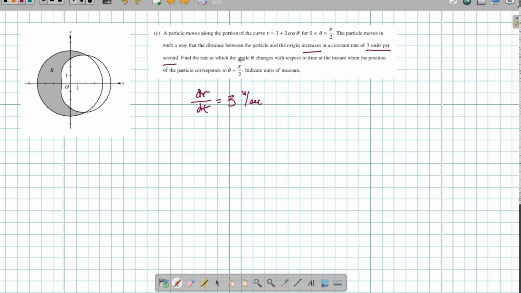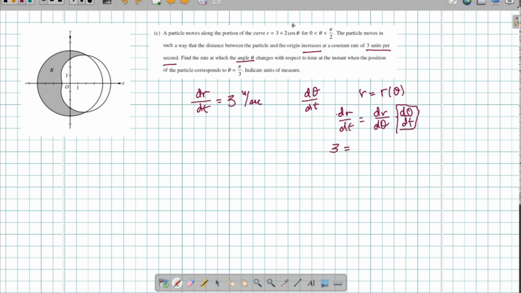And they want to find the rate at which the angle theta changes. In other words, we're trying to find d theta dt. Well, if I look at this from a standpoint, I know r is some function of theta, and I want to know the rate of change of theta with respect to t. So I could say, using the chain rule, that dr dt has got to be equal to dr d theta times d theta dt, and this is the quantity that I'm trying to find. I know that this is 3.